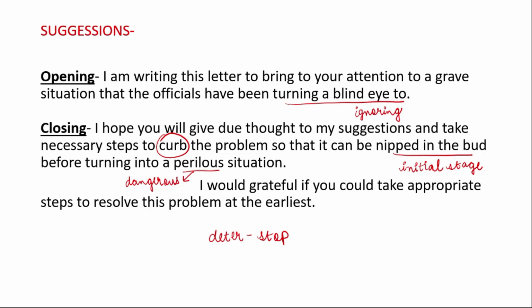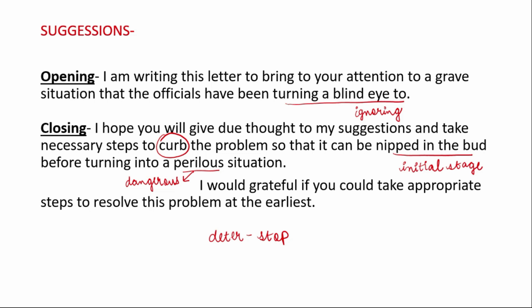Imagine you're writing a letter to the municipality saying that water is getting clogged, maybe because the drains are clogged. So you are saying that please, declog the drains before the monsoon starts. And you have given ways of how it could be done. And your closing line could be, I hope you will give due thought to my suggestions and take necessary steps to control the problem, curb the problem, so that the problem can be nipped in the bud and there will not be any waterlogging during the monsoon before the situation turns into a perilous one.